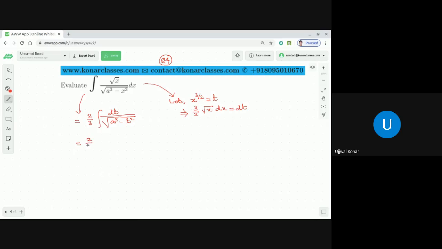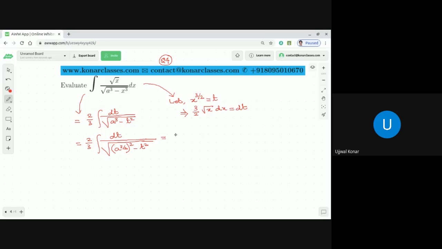So this is equal to 2 by 3 integration dt divided by square root of, we know the formula for a square minus x square or a square minus t square. But what about a cube minus t square? Not a big deal. We'll make it in the form of t square. How? We'll write a to the power 3 by 2, whole square. That is a cube, na? Minus t square. So a to the power 3 by 2 is our new a, and we know the formula for it.